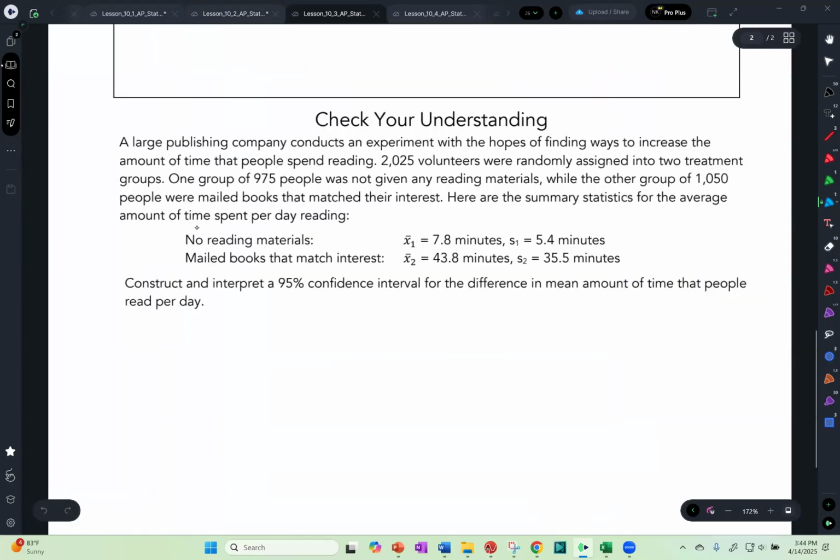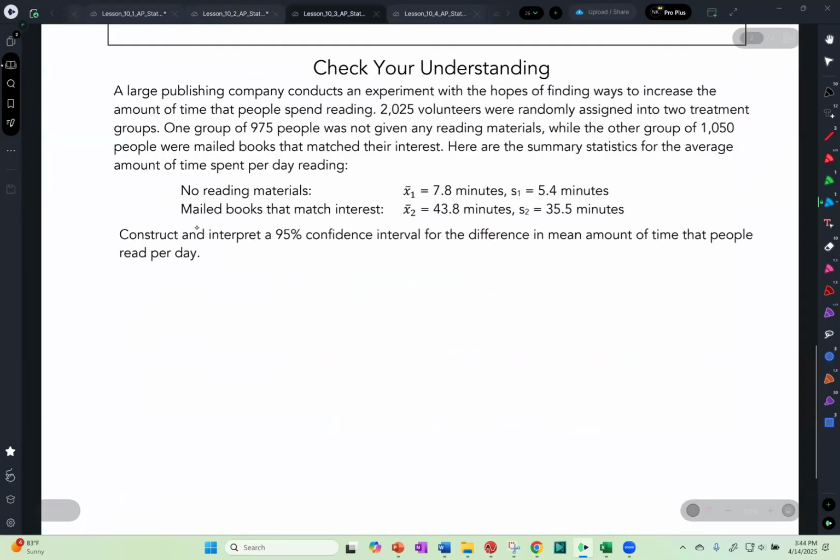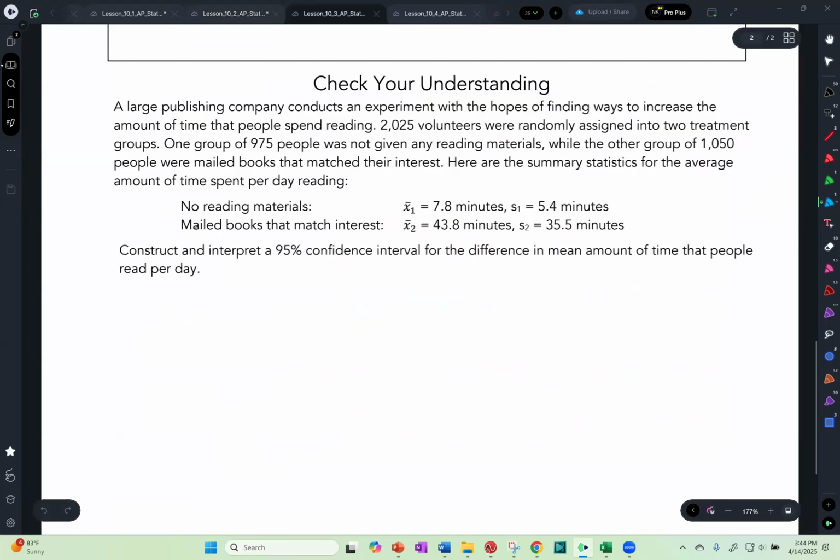So check our understanding with 10.4. Again, confidence intervals, but now we're dealing with two means. A large publishing company conducts an experiment with the hopes of finding ways to increase the amount of time that people spend reading. 2,025 volunteers were randomly assigned into two treatment groups. One group of 975 was not given any reading materials, while the other group of 1,050 people were mailed books that matched their interest. Here are the summary statistics.